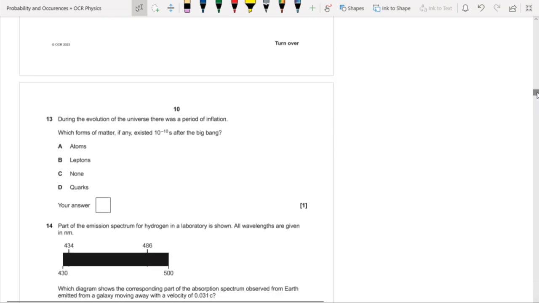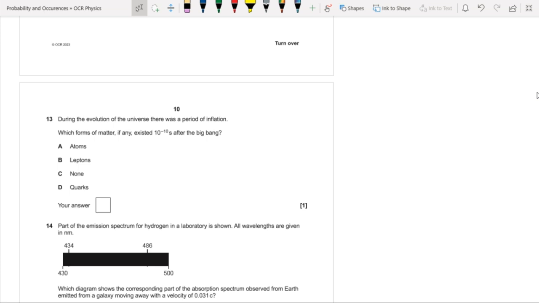During the evolution of the universe, there was a period of inflation. Which forms of matter, if any, existed 10 to the power minus 10 seconds after the Big Bang? These kinds of questions I personally don't like, because you have to remember a lot from the whole process of the Big Bang quantitatively. You have to remember what happens in the period of inflation and all that, remembering the time. So in the period of inflation, the universe was expanding very rapidly, and there was no matter whatsoever.